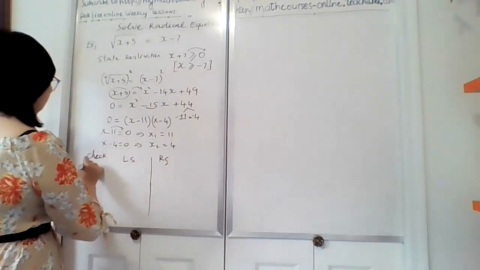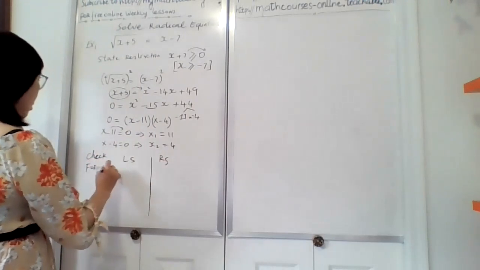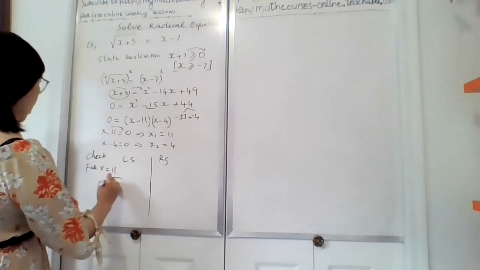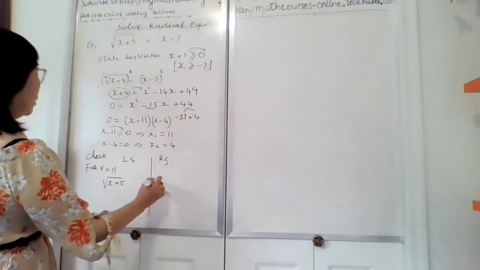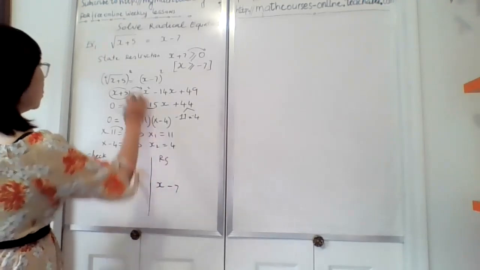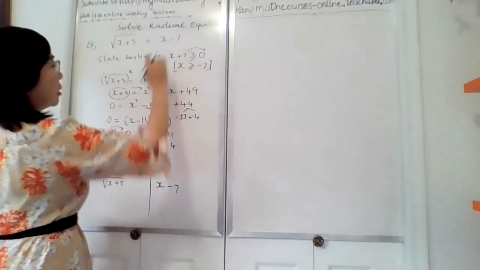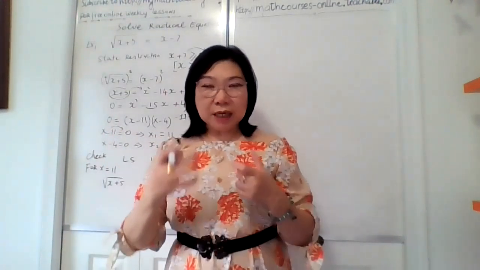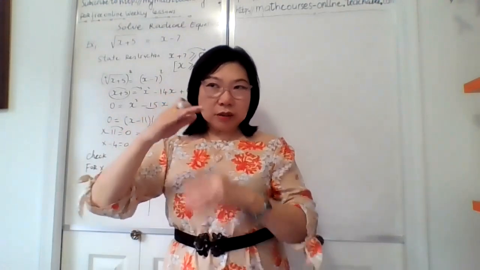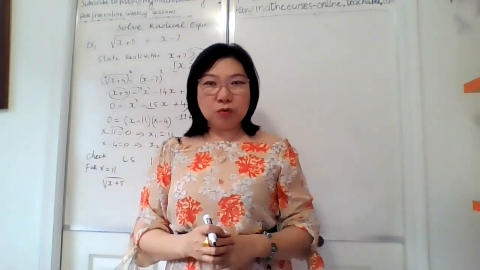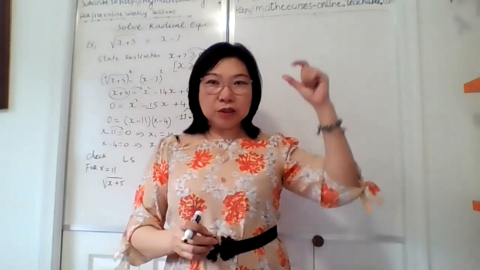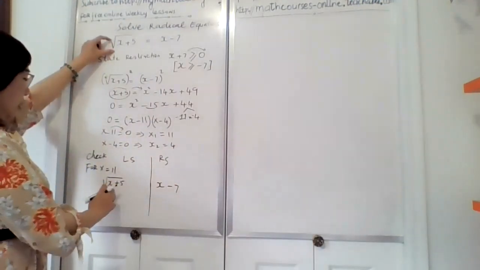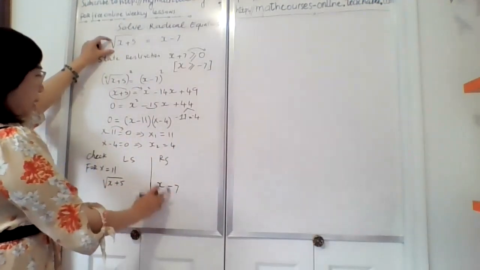So let's say for x equal 11, then our original equation will be the square root of x plus 5 equal x minus 7. So this is our left side, our right side. Now, when you're checking the radical equation, make sure you check back to the original, right? Not any middle step we were doing, but pick up the original to check. So the original here is this expression, square root of x plus 5, the right side x minus 7.